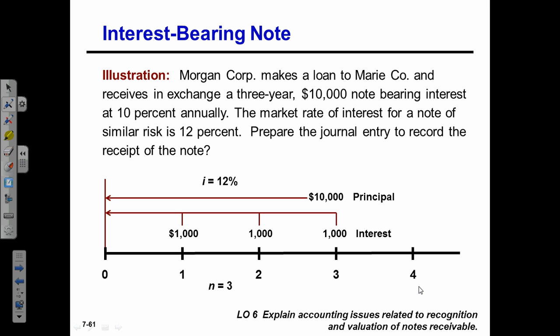So what do I want to do? I want to figure out the present value of 10,000 received 3 years from now, right? And I want to figure out the present value of 10%, which is 1,000 a year, received at the end of each year. Everybody got it? And then I'm going to add those two together, and that's what the note is. And then I'm going to have effective interest of 12%. Okay? So let's see how this thing works.